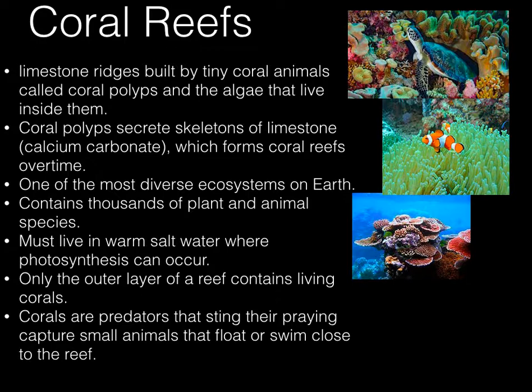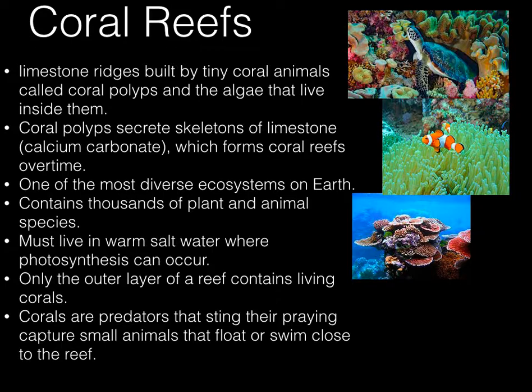These coral polyps secrete skeletons of limestone, which form coral reefs over time. So these are years and years and years of building these reefs, and they are great grounds for many, many organisms. They're one of the most diverse ecosystems on Earth. They contain thousands of plant and animal species, and they must be in warm saltwater. They're pretty finicky about their surroundings, so if their surroundings change, then they're either going to move off somewhere else or they're going to die.